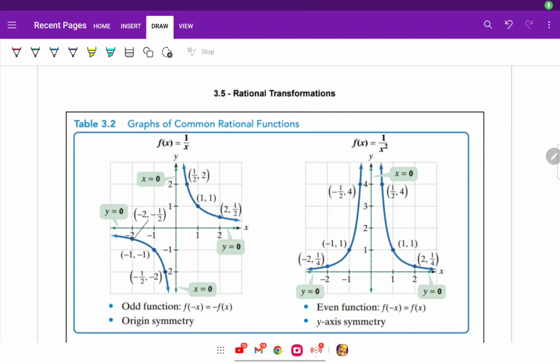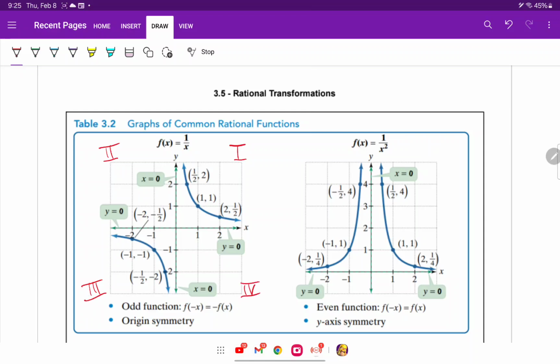These are the notes for graphing rational functions, but using transformations. Okay, so here we're given two common rational functions, and the first one is 1 over x. So we're going to talk about the quadrants first. You'll notice we have 4 quadrants, if you recall from the coordinate plane. This is quadrant 1, 2, 3, and quadrant 4.